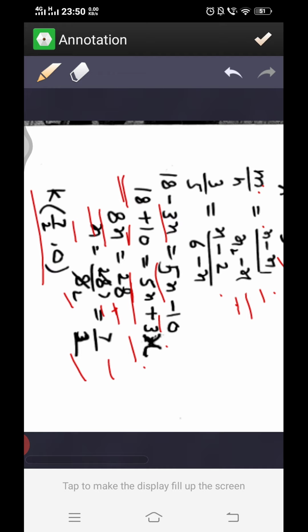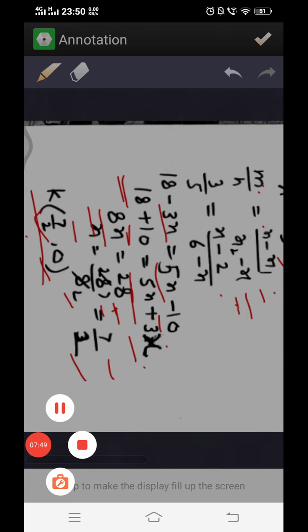This will be the coordinates of k. Here we have put the value of x. Value of x we put here. y we know that is 0. So x comma y, that is 7 by 2 comma 0, will be the coordinates of k.